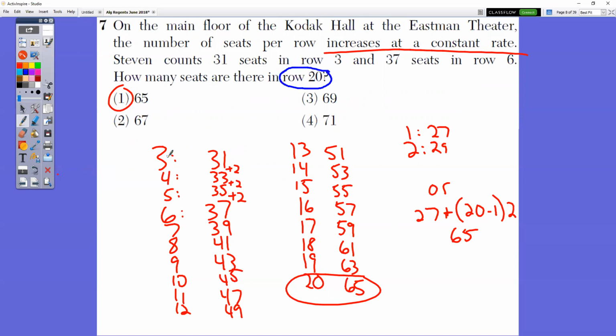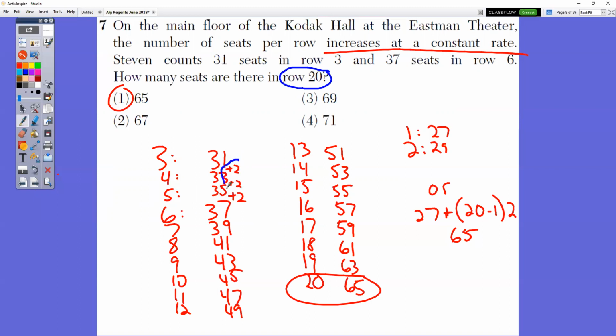Well, if in row 3 there's 31 seats and in row 6 there's 37, I need to figure out how I got from row 3 to row 6. Well, just by trial and error, if you start adding by 2 each time, in row 4 it would be 33. In row 5, it would be 35. We add another 2 for row 6, and that gets you to 37.